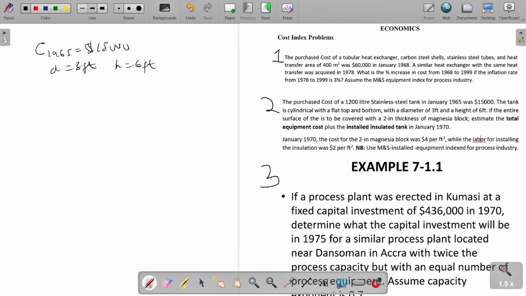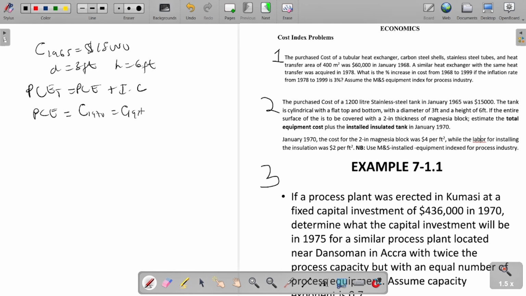So, right, on the cost. We are dealing with 1965 and 1970, so that means we need the cost index for those two, right? The total purchase equipment cost becomes just the equipment plus the installation cost, right? So that's what we want to calculate. And if I want to calculate the purchase cost of the equipment, that is the cost in 1970, right?